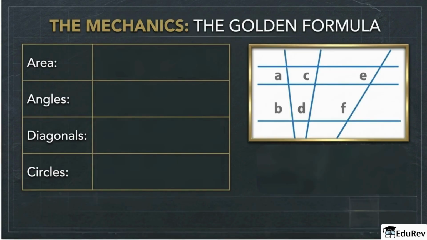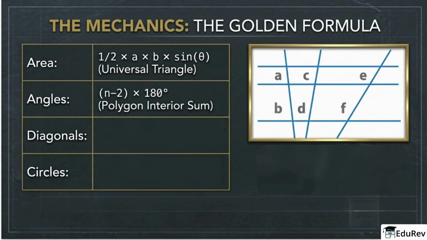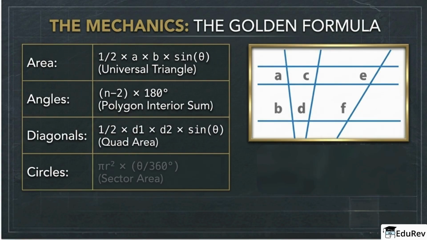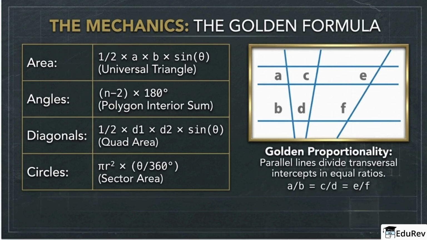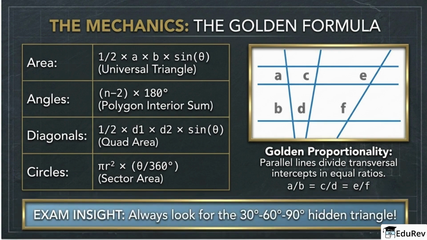This slide gives the mechanical core of geometry. For triangles, the area can be handled with the standard sine formula. For polygons, the interior angle sum comes from n-2 times 180. For quadrilaterals, diagonals and included angle often unlock the area. And for circles, sector formulas are essential. The parallel line section is also critical. Transversals create proportional intercepts, so ratios matter more than raw lengths. A classic exam habit is to hunt for a hidden 30-60-90 triangle because it often cuts the work in half.